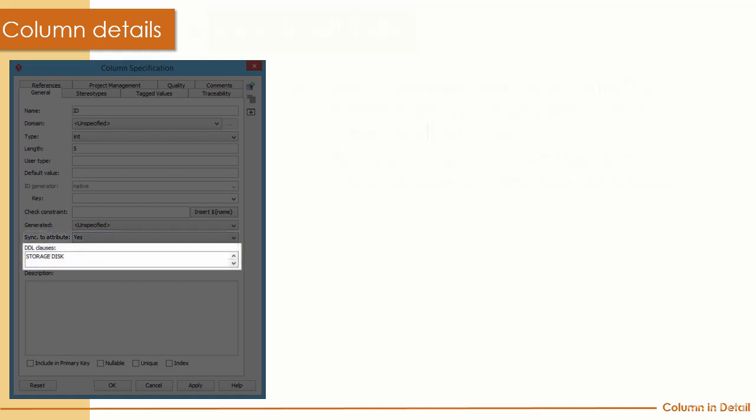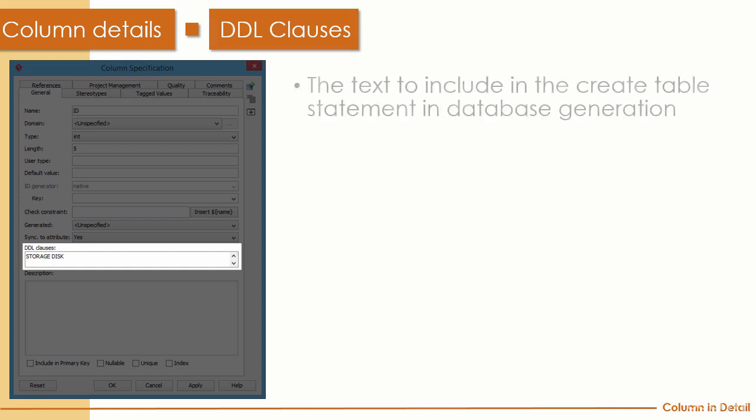And then you see the DDL clause. The DDL clause is a text that you can append to the end of the create table statement. So if you have something very database specific that we don't support in the above properties, then you can append the text, say something like special constraints only supported in your database, and insert it here.